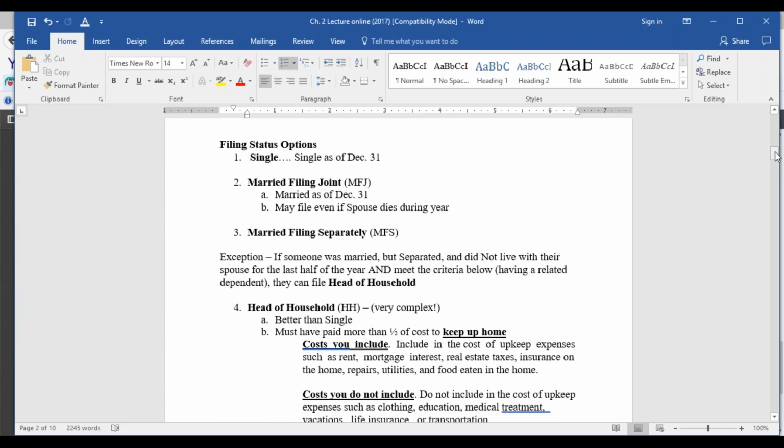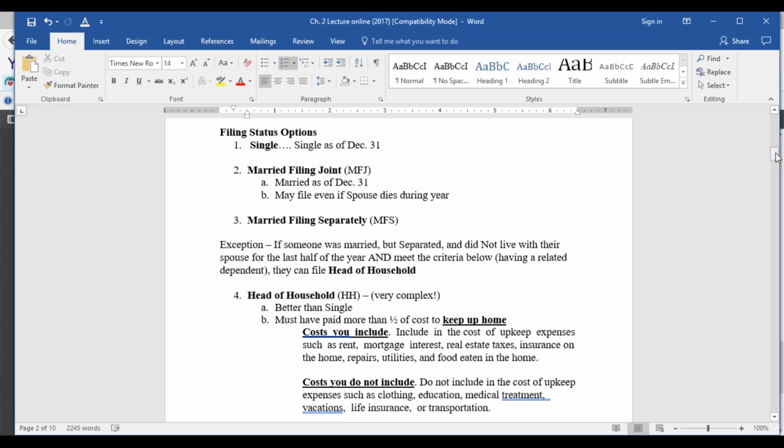All right, getting into the heart of this chapter this week, the filing status options. There are 5 different ways that you can file. The 3 most common are single, married filing joint, and head of household. Notice with single, it doesn't matter if you were married from January 1 through December 20th, and then your divorce was finalized on December 20th, you would have to file as single, even though you were married for almost all 12 months of the year. It's what you are at the end of the year.